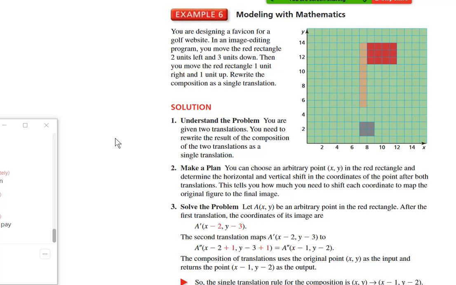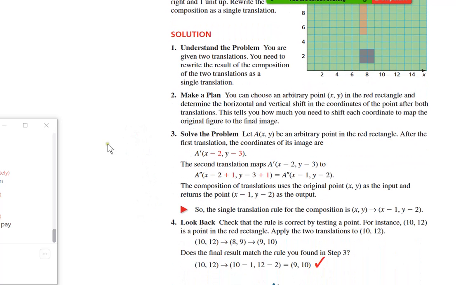Okay. All right. So here's their points. If you have two, here's one of the translations. You're just adding the two of them. -2 and +1 makes -1. -3 and +1 makes -2. They just combine the two, the stuff that you added to x to make one thing. No big deal.